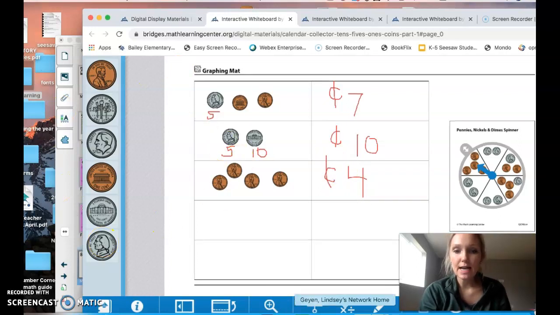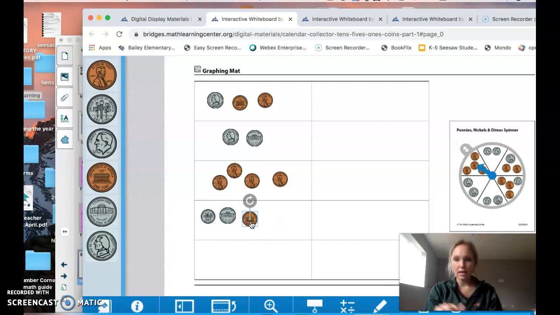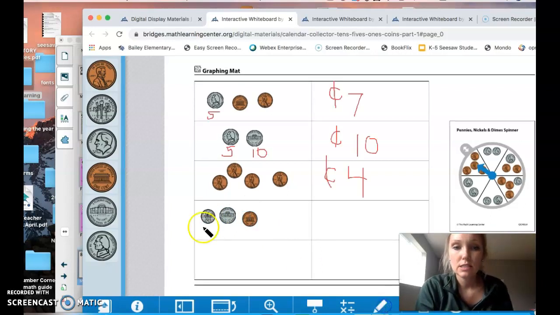Remember, if we're doing dimes and nickels and pennies, we always start with the coin that has the biggest value first. So I would start with the dime, the nickel, and then the penny. When I count 10, now I need to stop and change the value. Now we count by fives. So now I would have 15. And when I add one more hop, then I would be at 16 cents.